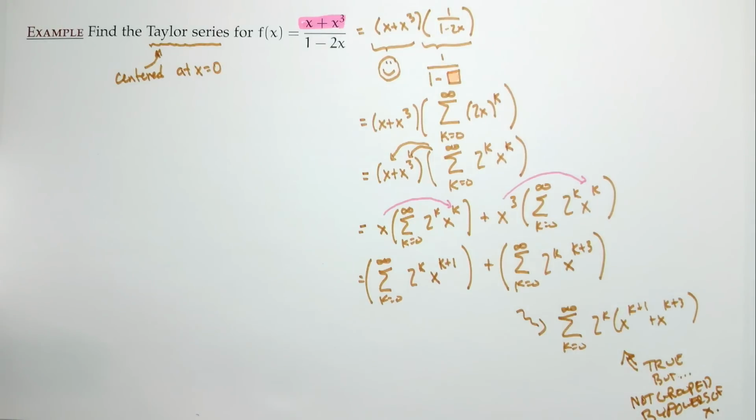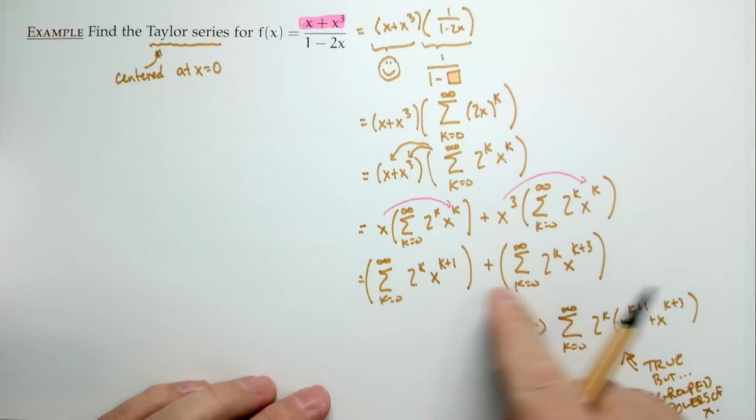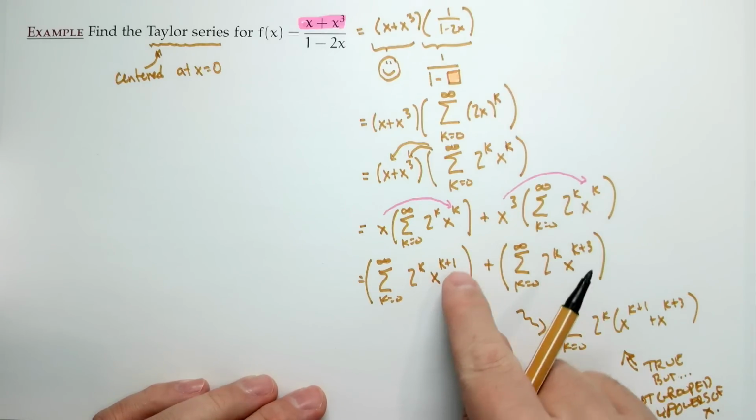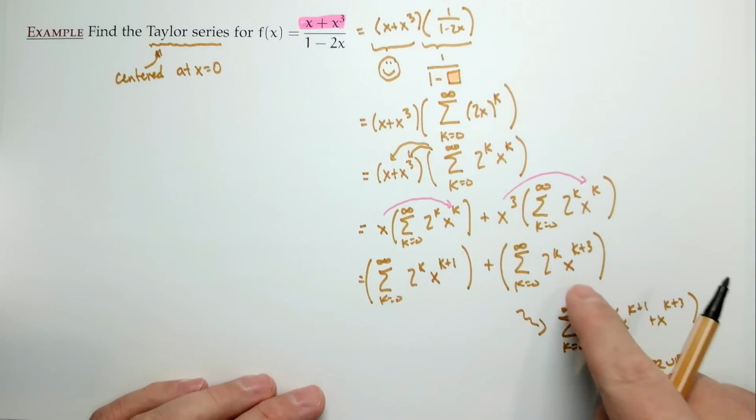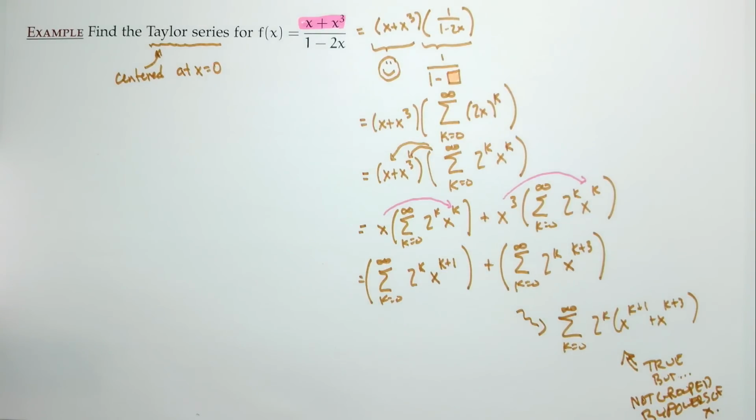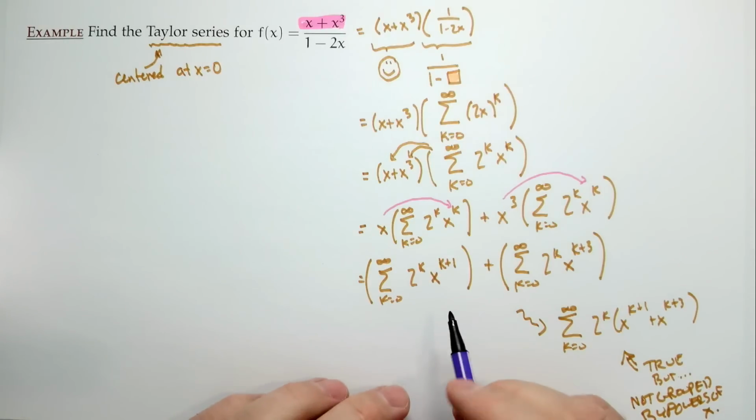Well, we want to get our powers of x the same. So we'd still like to put the sums together. The problem here is that in the first sum, our power of x is k plus 1, and in the second sum, it's k plus 3. And those are not compatible. So we've got to find a way to make them compatible. So now we put on our thinking caps and ask, what can we do? What we're going to do is just a shift. So this is getting into our shifting here.